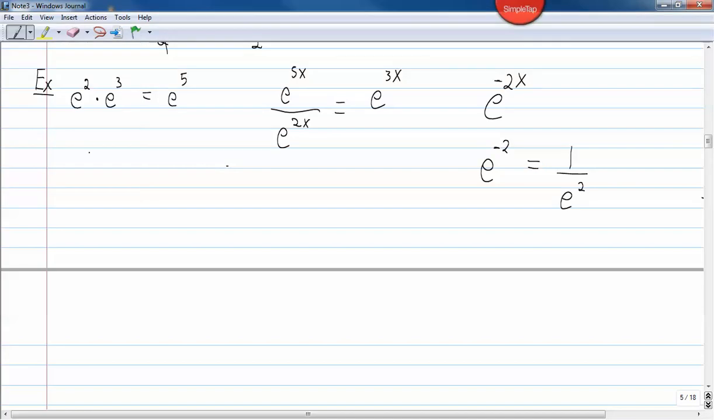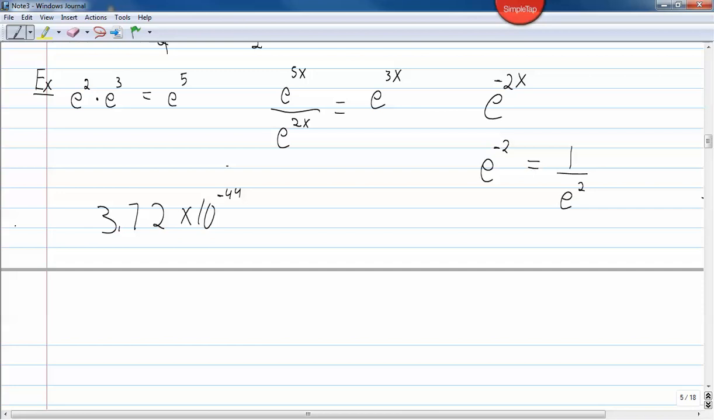E to the negative 100 is 3.72 times 10 to the negative 44. That's a pretty small number. That means that I would need to move this decimal place over 44 places to the left and start putting zeros. So you see it gets really close to 0.